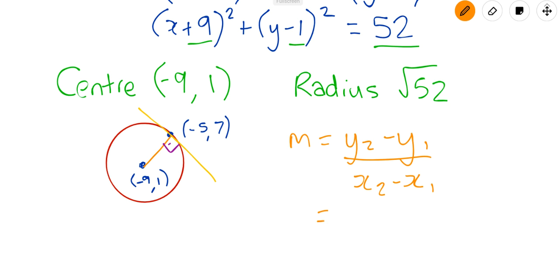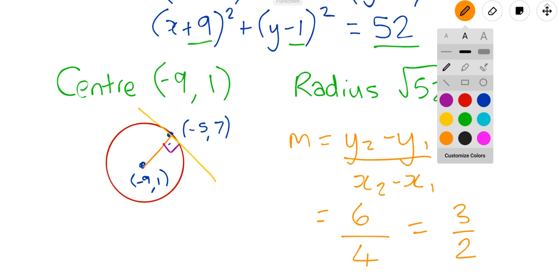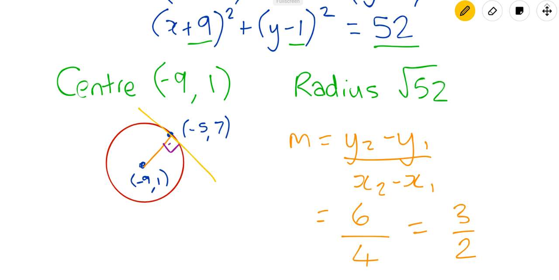Let's try. 7 minus 1 is 6. And then the x's minus from each other, -5 minus -9, gives us 4. So that's 3 over 2. The gradient of that orange radius is 3 over 2. So I said take the negative reciprocal. That's a fancy way of saying flip it upside down and change the sign. So the yellow gradient, I'm going to write m, will be -2 over 3. And that's all it is. So that's the gradient of that line.